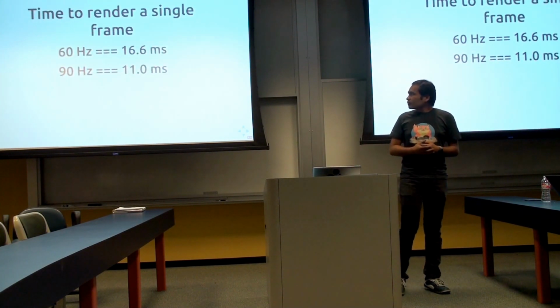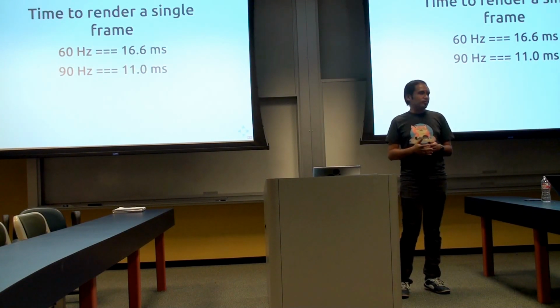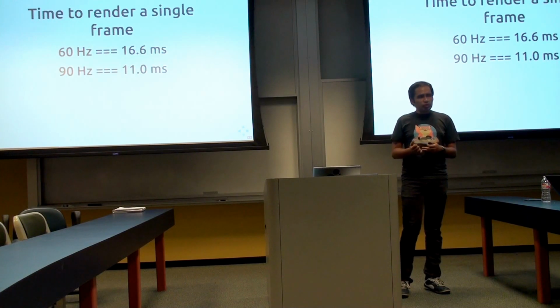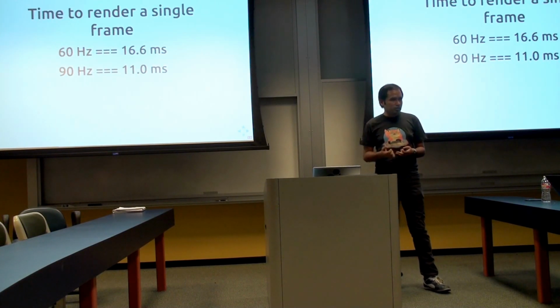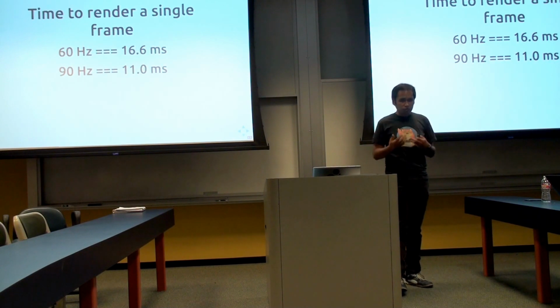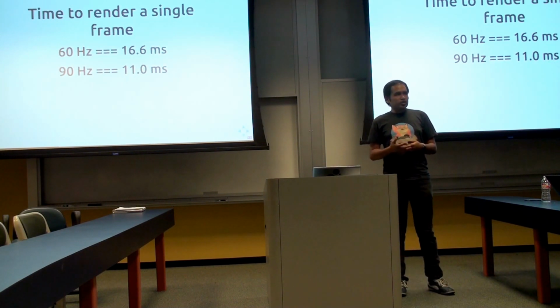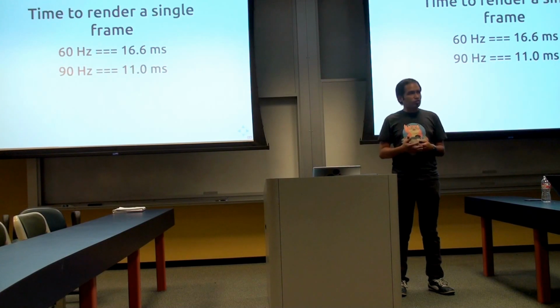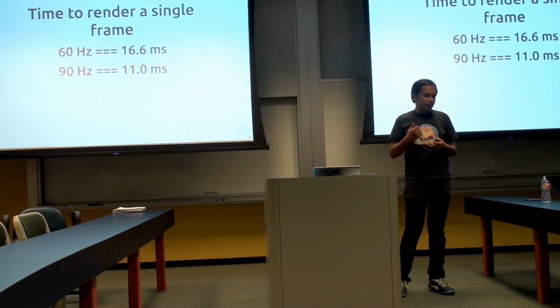So the problem: the time to render a single frame for 60 Hz becomes 16.6 milliseconds. So for us to render anything in an Oculus VR or a browser, this is the maximum time we should take. More than 16.6 becomes problematic for the user. Now, for 90 Hz, it goes down to 11 milliseconds. So it has to be rendered within 11 milliseconds for it to work properly.